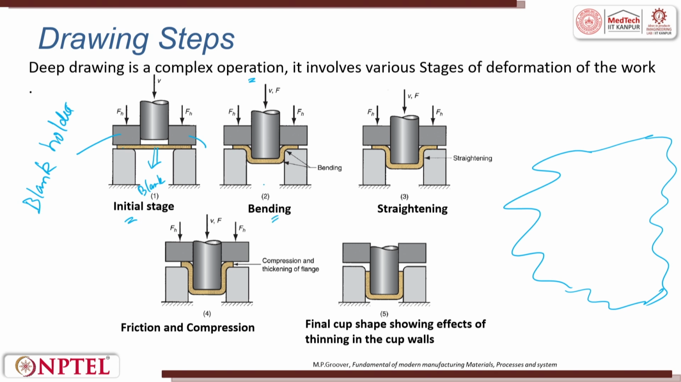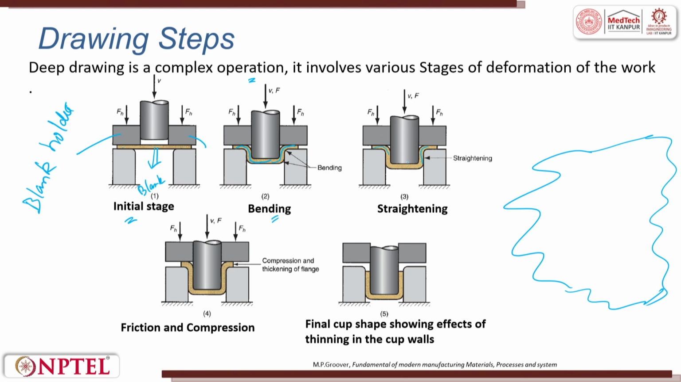Then in the next stage, bending happens to the blank. The holder continues to have the same force. Now, the punch is moving down, so it creates a bending operation. As it moves down, this bending will convert into straightening, and this is a constant volume process. The material has to flow from the blank area only. So, it will have a straight portion.